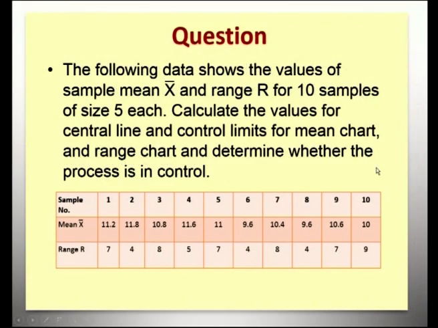Based on the discussion, the following question may be posed. The following data shows the sample numbers, sample mean X bar values and range values for 10 samples, each sample consisting of 5 items. So, calculate the values for central line and control limits for mean chart and range chart, and determine whether the process is in control.